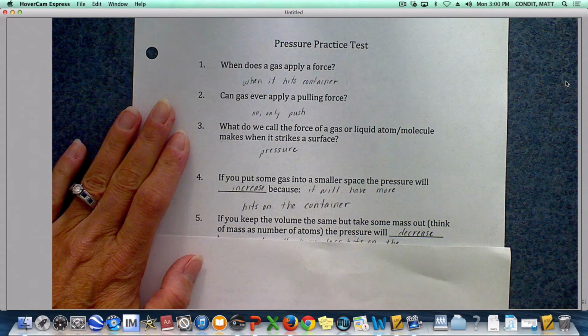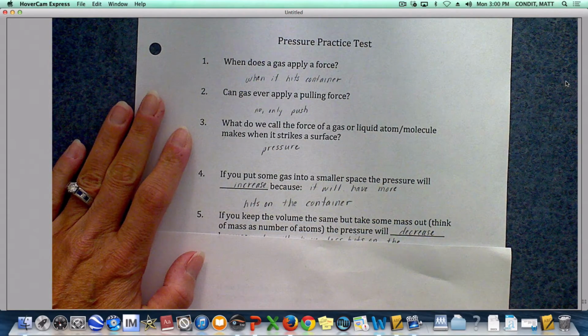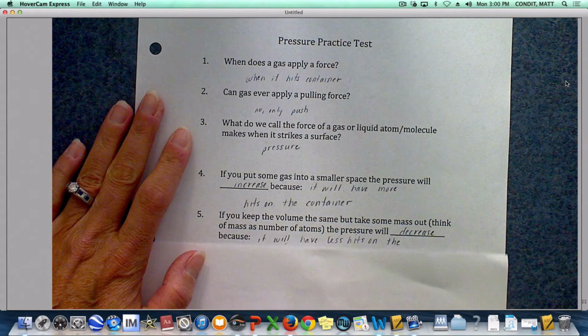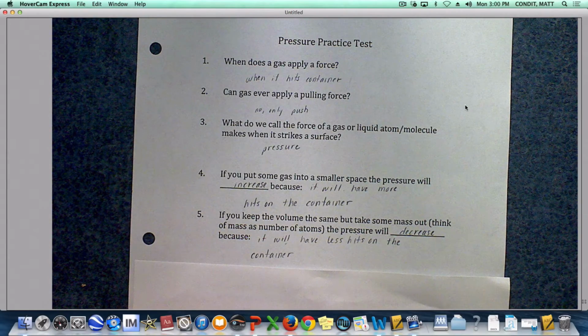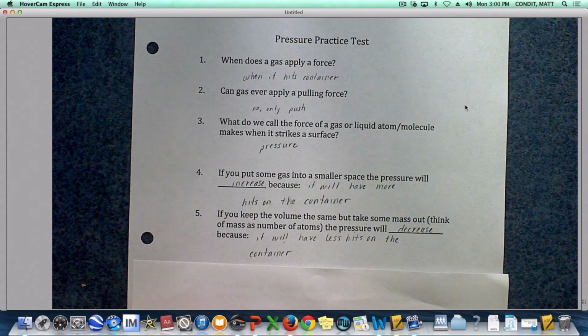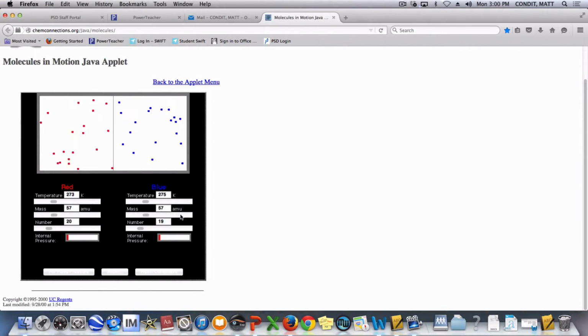Okay, question number 5. If you keep the volume the same but take some mass out, think of mass as number of atoms, the pressure is going to decrease because it will have fewer hits on the container. So you can see the example here. If we look at the atoms in the blue, if we decrease them, then they have fewer hits on the container.